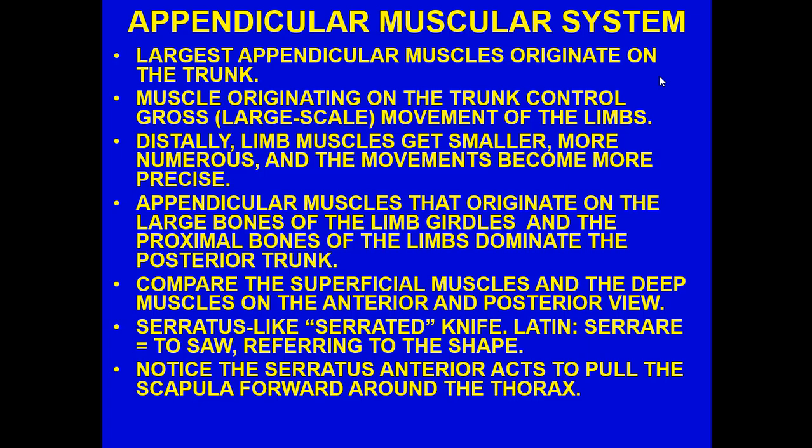Appendicular muscles that originate on the large bones of the limb girdles and the proximal bones of the limbs dominate the posterior trunk. Compare the superficial muscles and the deep muscles on the anterior and posterior view. I want you to keep that in mind. And then there are some other very important little notes. Serratus is like a serrated knife. The Latin serrare, to saw, referring to the shape. Notice that the serratus anterior acts to pull the scapula forward around the thorax.